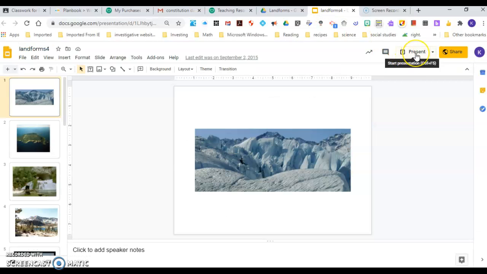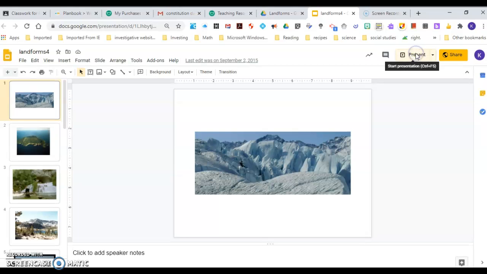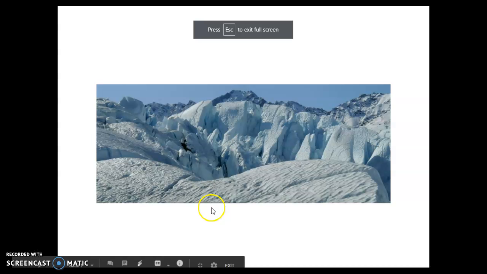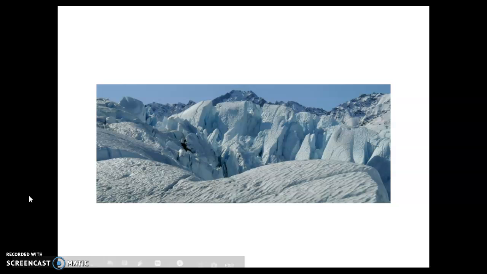Okay, I'm going to start off teaching you slide number 4 for landforms. So this is our last set of slides for landforms. There are many more landforms in the world, but we're just going to concentrate on these 20 right now. So slide number 1, look and think about what does that look like. What do you think is going on here?